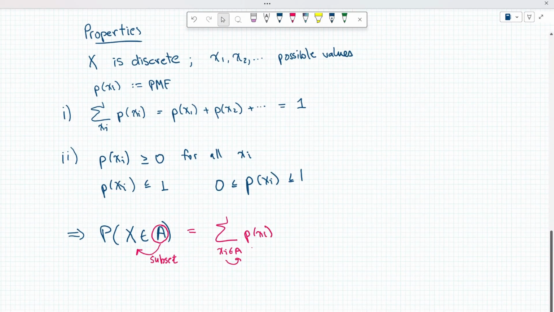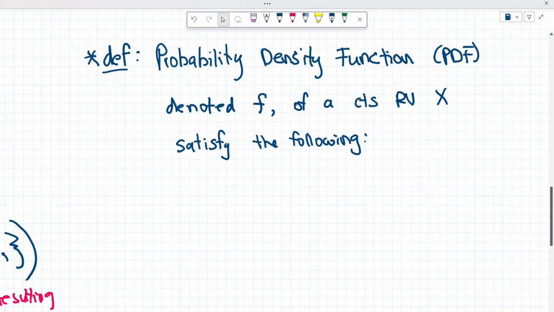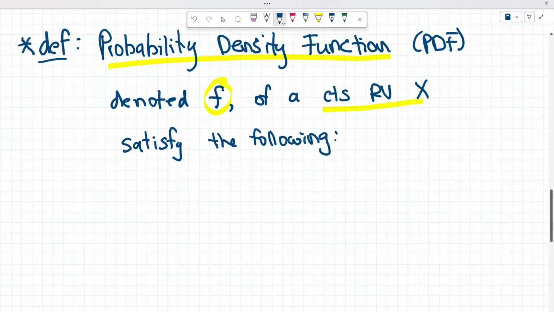So now we're going to shift over, and we are going to look at the probability density functions. Probability density functions are related to continuous random variables. The probability density function is denoted as f, and it's of a continuous random variable. So probability mass functions, to reiterate, were discrete, while probability density functions are used in conjunction with continuous random variables. This probability density function must satisfy 4 main properties.